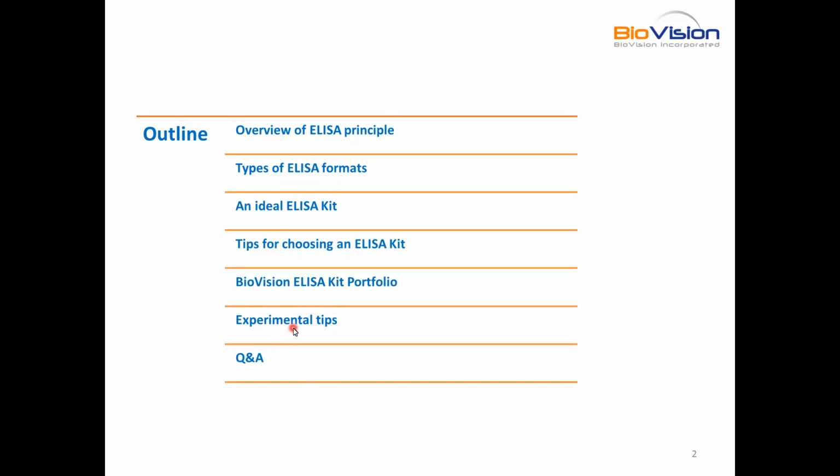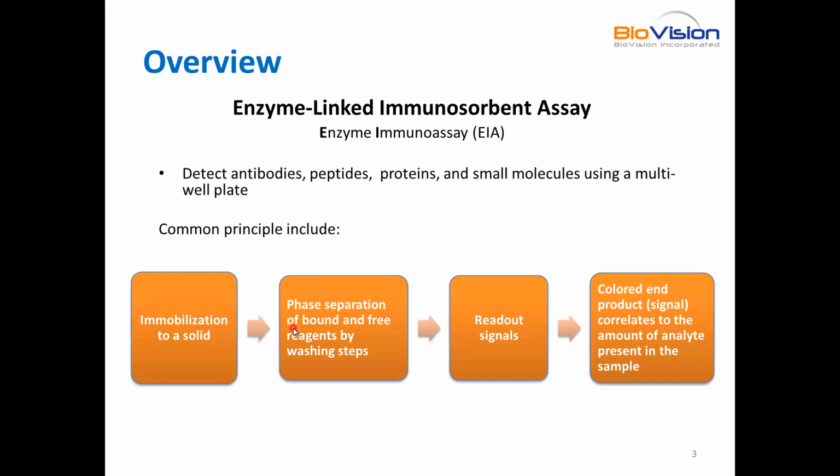So let's get started. Okay, so here is a brief introduction of ELISA. Enzyme-linked immunosorbent assay, which is commonly called ELISA, is a common immunoassay in which antibodies, peptides, proteins, and small molecules can be detected and quantified using a multi-well plate. Usually it's a 96-well plate.